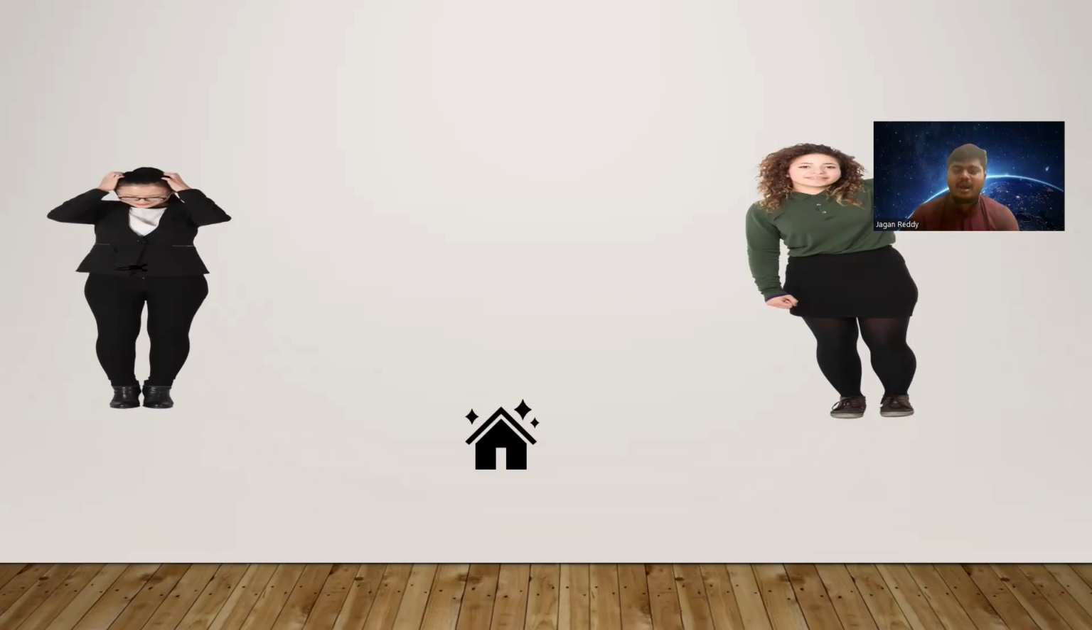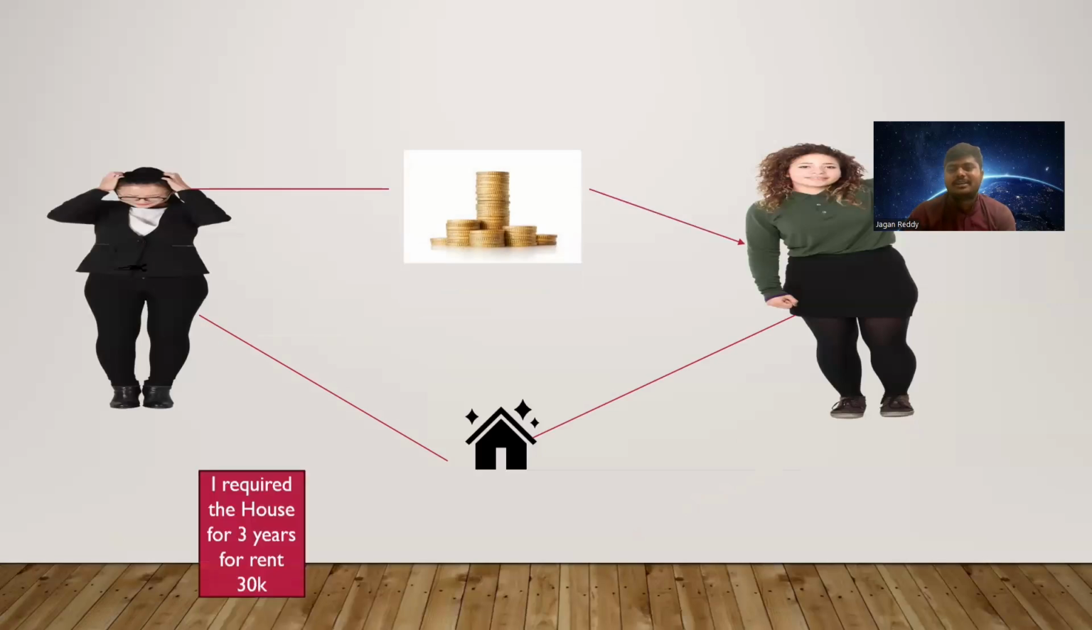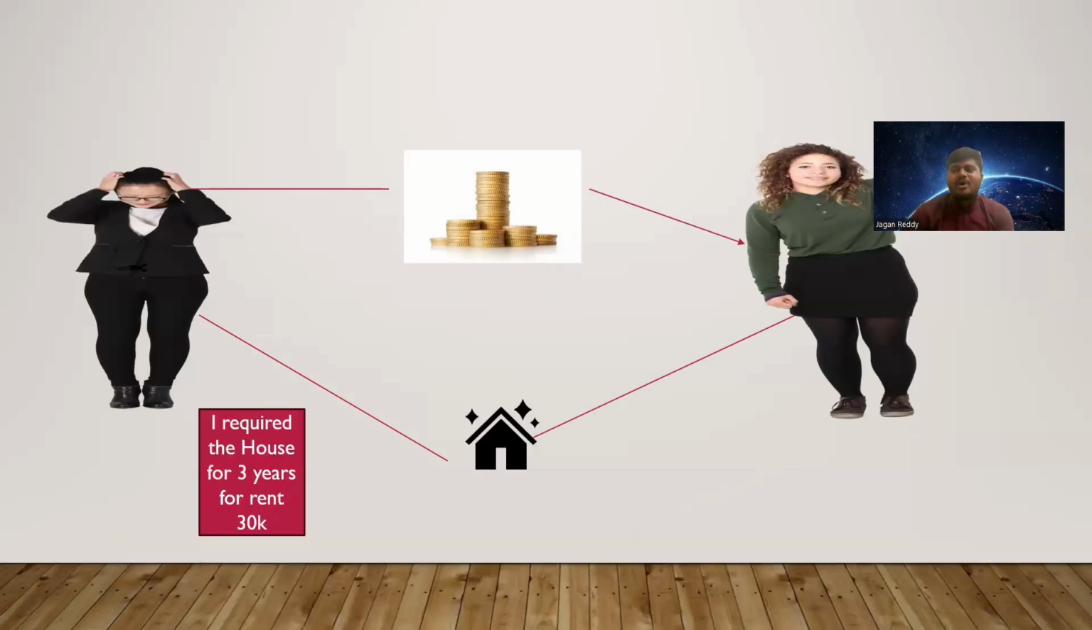One person is having a house, another person is not having a house. So one person is ready to give a house on rent to another person who requires a house. The person is ready to pay money and the owner will accept the money. So what is the consideration? He requires a house for 3 years with a rent of 30K, and the owner also accepted that he will give it on lease for 3 years with a rental amount of 30K rupees.